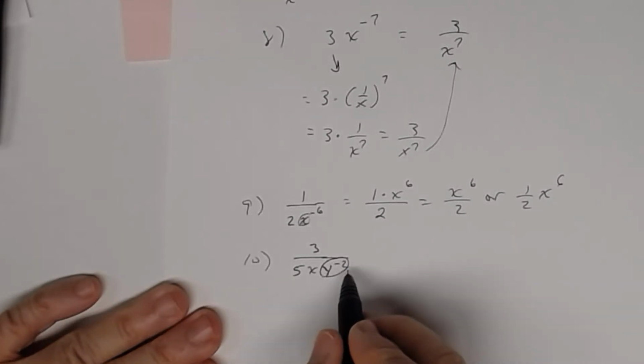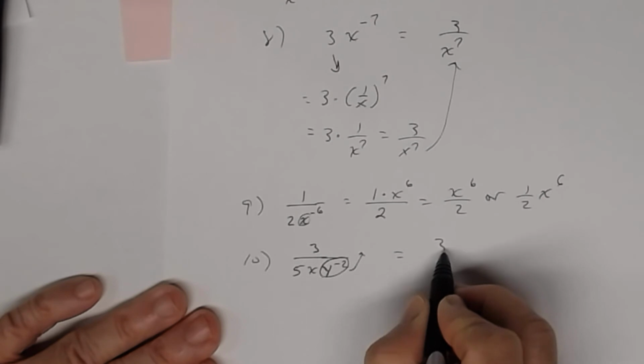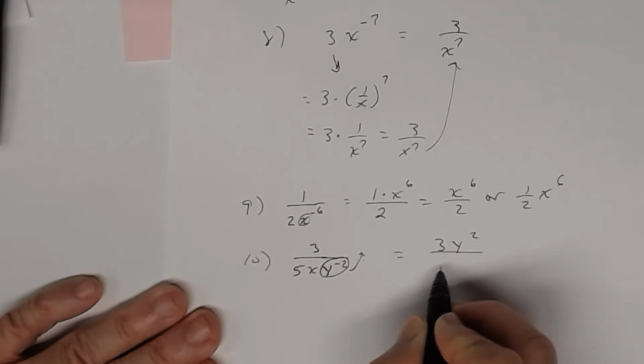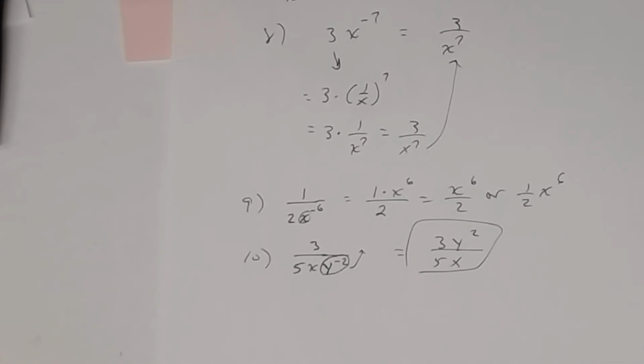So this is what you're going to bring to the numerator. Everything else will stay where it is. So the answer is going to be 3y to the second divided by 5x. That's the answer.